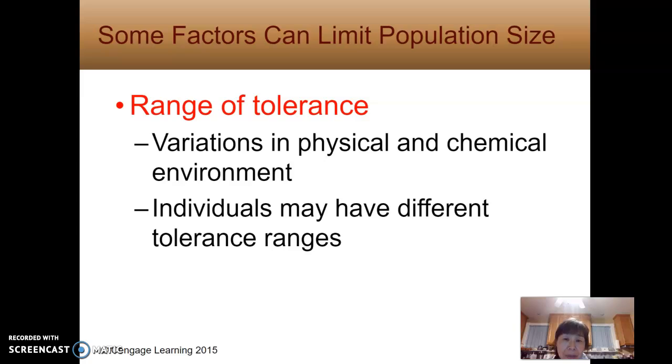Okay. And then one thing we have to introduce or review is range of tolerance. Okay. Recall we did water testing. We mentioned why the water quality at a certain level is important, right? So there are variations in the physical and chemical environment. There's always variations. And the individuals of different populations might have different tolerance ranges. Remember a bell curve.